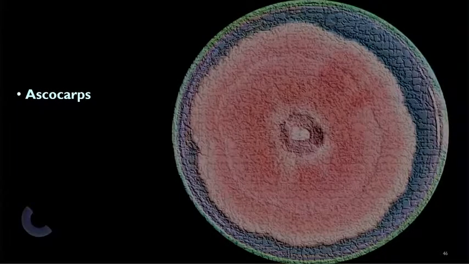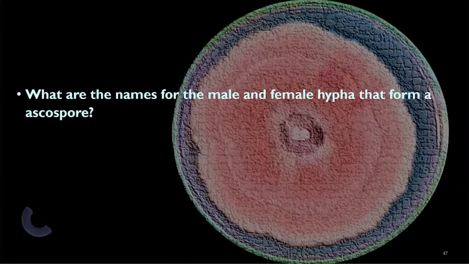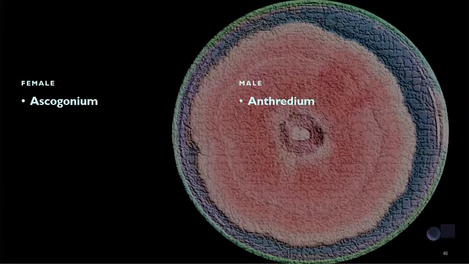And from an evolutionary standpoint, there's a tiny bit of resemblance with plant functions. Now, the names for the male and female hypha that form an ascospore: if it's a female, it's an ascogonium, but if it's a male, it's an antheridium.